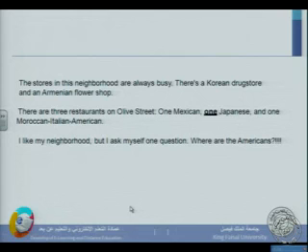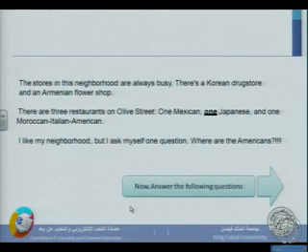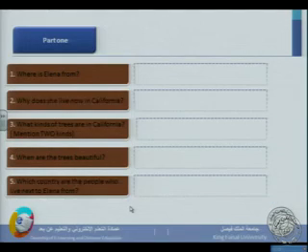The stores in this neighborhood are always busy. There is a Korean drugstore and an Armenian flower shop. There are 3 restaurants on Olive Street: 1 Mexican, 1 Japanese, and 1 Moroccan, Italian, American. I like my neighborhood, but I ask myself one question: where are the Americans? Okay? So now let us answer the following questions. If you read here, where is Elena from?